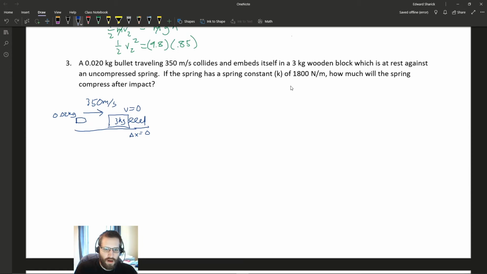Just as a reminder, you might need this equation for this problem. PE spring is 1/2 kx squared, where x is delta x, the amount of compression or stretchiness. Here we're looking for how much the spring will compress after the impact. So the idea is, again, 3 stages. Stage 1, the bullet moving by itself toward the object. Stage 2, this is after the impact, but before the spring is compressed at all. So here the bullet embeds itself. We get a combined mass of 3.02, but the spring is still uncompressed.